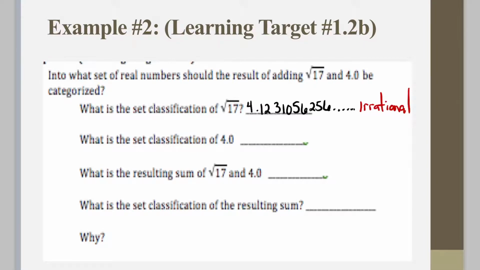Now looking at the set classification of 4.0, once again we have a decimal, and in this case we have a decimal that terminates. And so if I have a decimal that terminates, going back to the definition that I just discussed, rational numbers are decimals that either terminate or repeat. And so we have a terminating decimal, so I can conclude that 4.0 is a rational number.